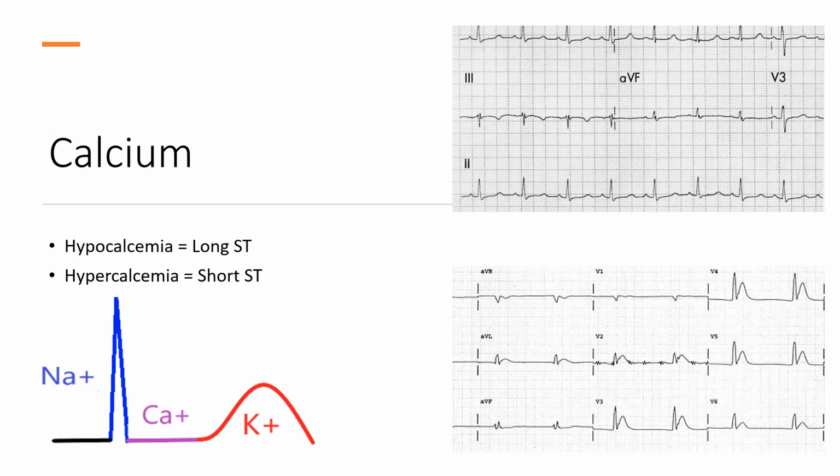So as you can see on the ECGs up here, I've got two examples. The one on the top is hypocalcemia. You can see that long ST segment. You can see your QT interval is a little bit prolonged, predisposing that patient to torsades. And then on the bottom, you can see hypercalcemia, where the T wave is right up on there.